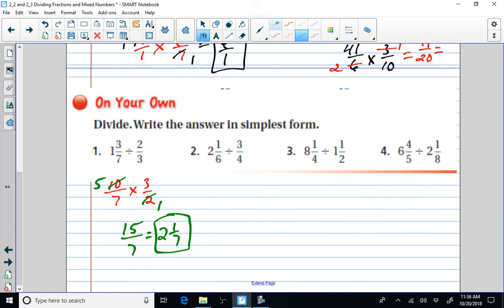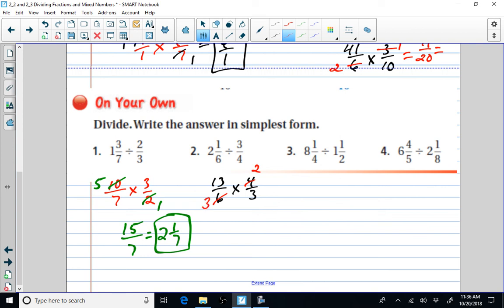Okay, problem number 2. As a fraction, 6 times 2 is 12 plus 1 is 13. 13 over 6 times 4/3. I divide out 6 and 4. Divide by 2. 4 divided by 2 is 2. 6 divided by 2 is 3.